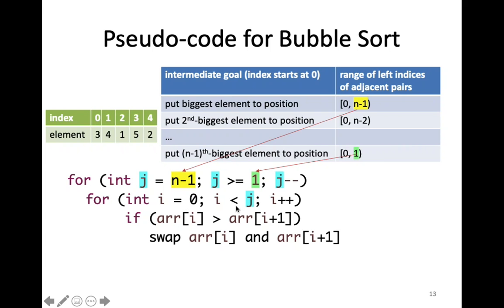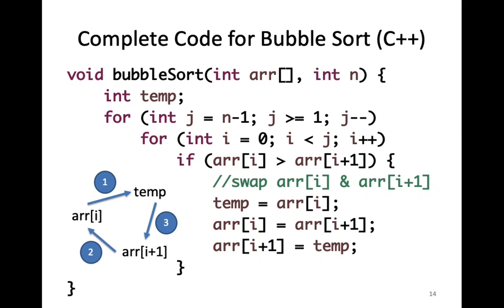In this slide, we provide a code of bubble sort using C++. To swap out of order adjacent pairs, we do the following. First, put arr at i to variable temp. Secondly, put arr at i plus 1 to arr at i. Thirdly, put temp, which holds the original value of arr at i, to arr at i plus 1. You can draw lines to see how the steps work.